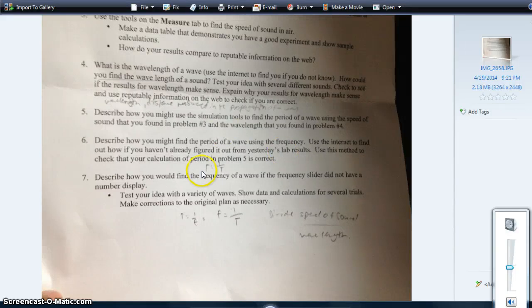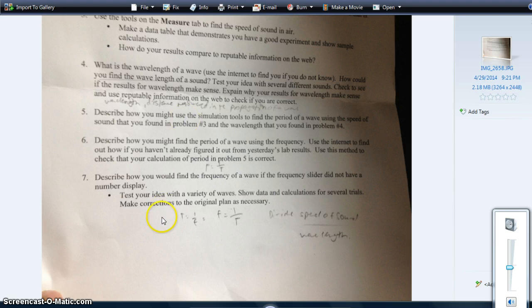Since we're trying to find the period of a wave using the frequency, we could do f equals 1 over T, or T equals 1 over f. So it really depends upon the situation. For this problem, it's asking us to do T equals 1 over f. That one relates back to number 5, because we're trying to find the wavelength.